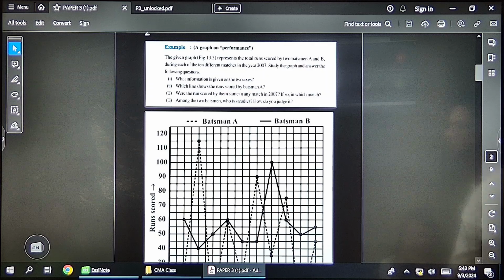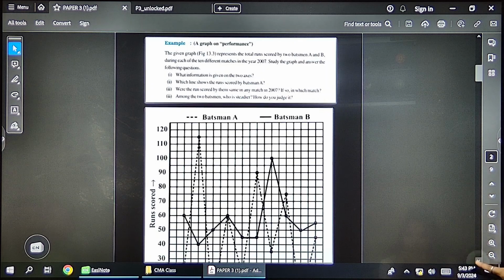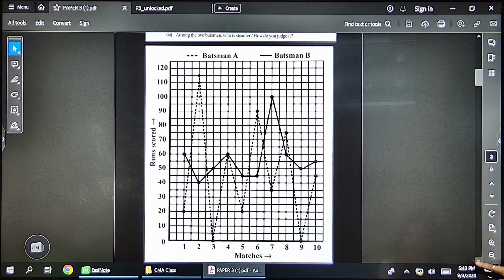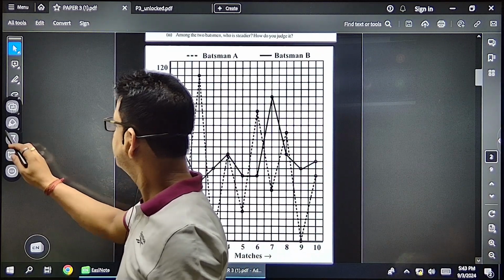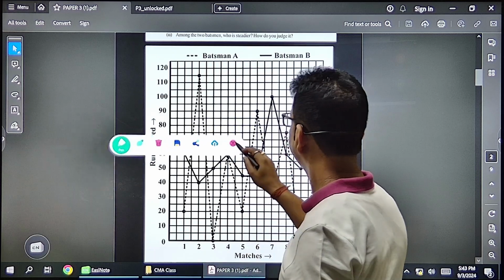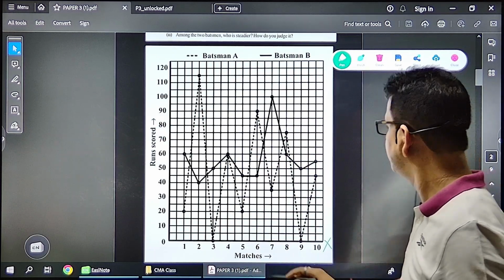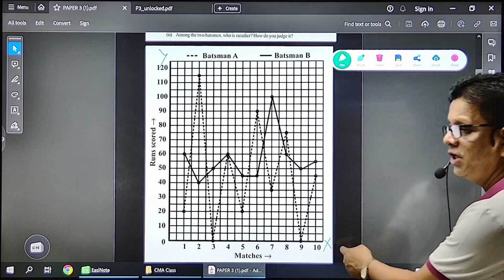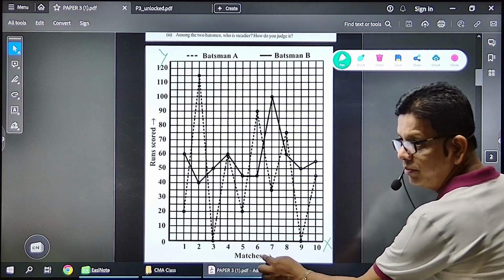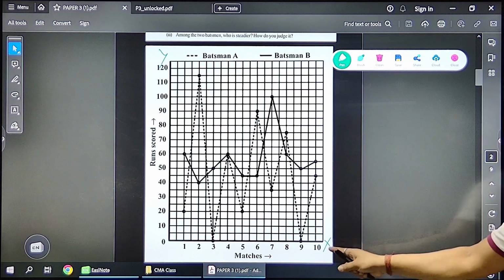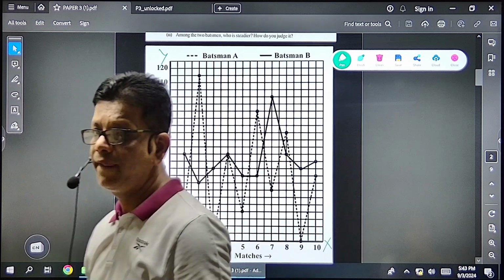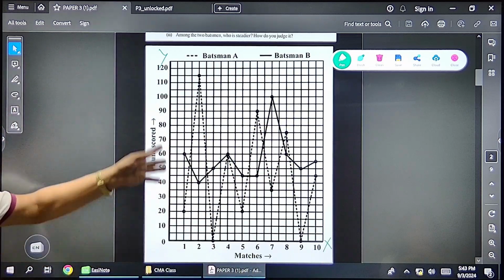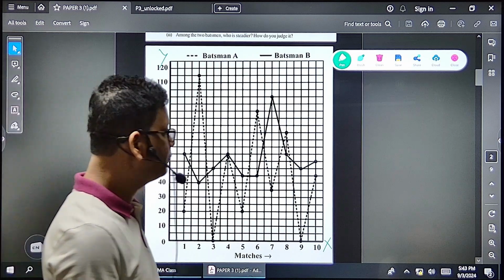The first question: what information is given on the two axes? If I show, the two axes mean the x-axis and y-axis. This is your x-axis and this is your y-axis. On the x-axis, what information is given? The information is how many matches they played. So the information on the x-axis is the number of matches played by them. Information on the y-axis, what is that? The runs scored by both the players. So that is the first answer.